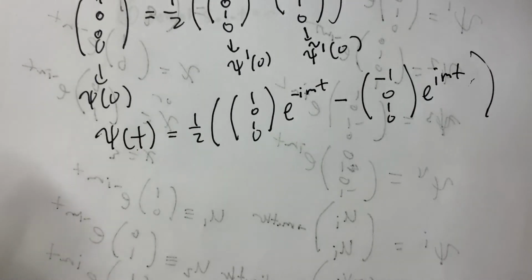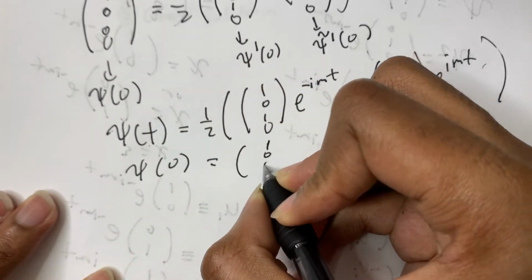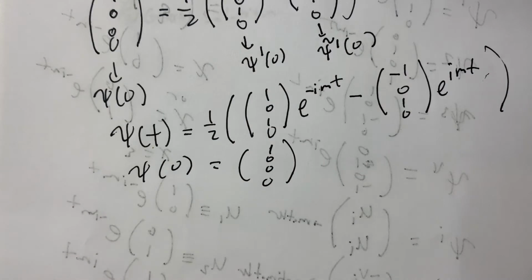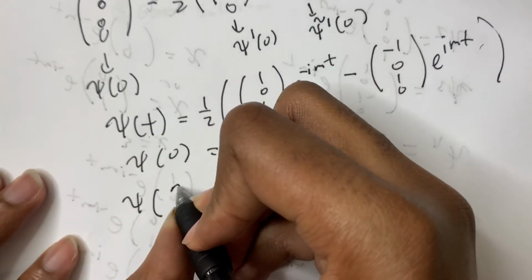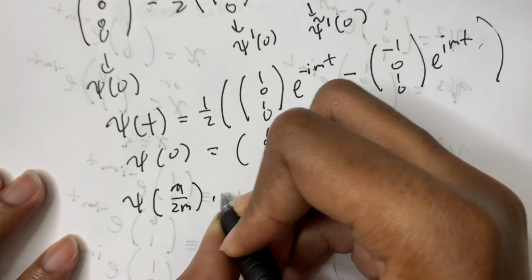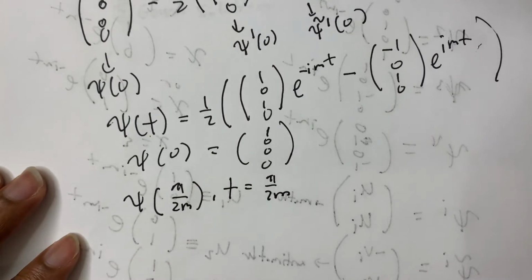And that's our answer. So let's actually evaluate what this field is at different moments in time. Of course, at t equals 0, we get 1, 0, 0, 0, the initial field configuration. But what about t equals pi over 2m? What does our field look like at that moment in time?